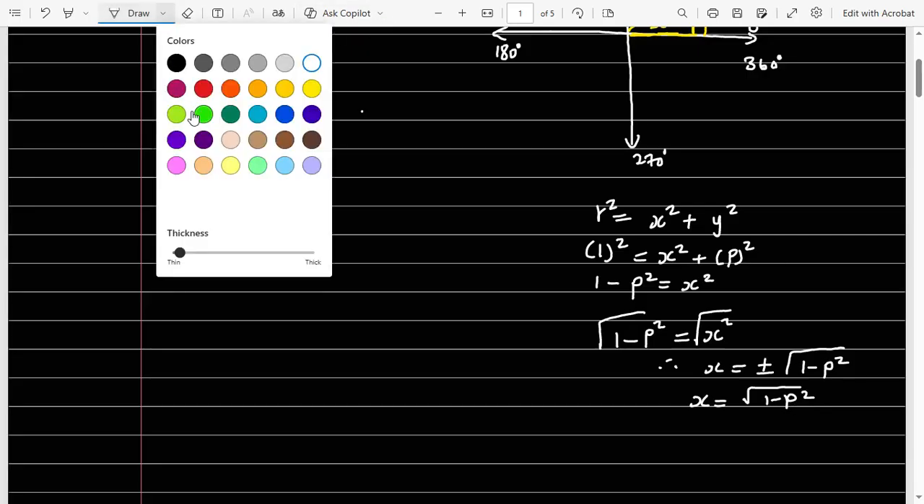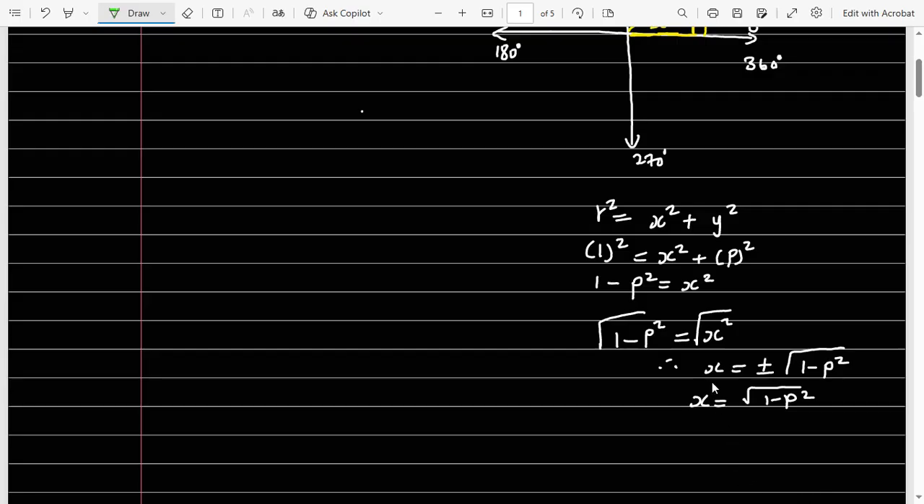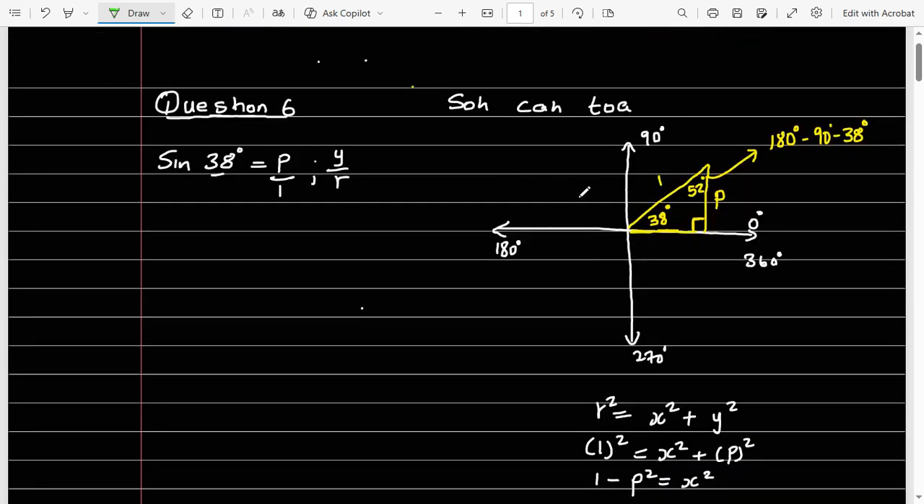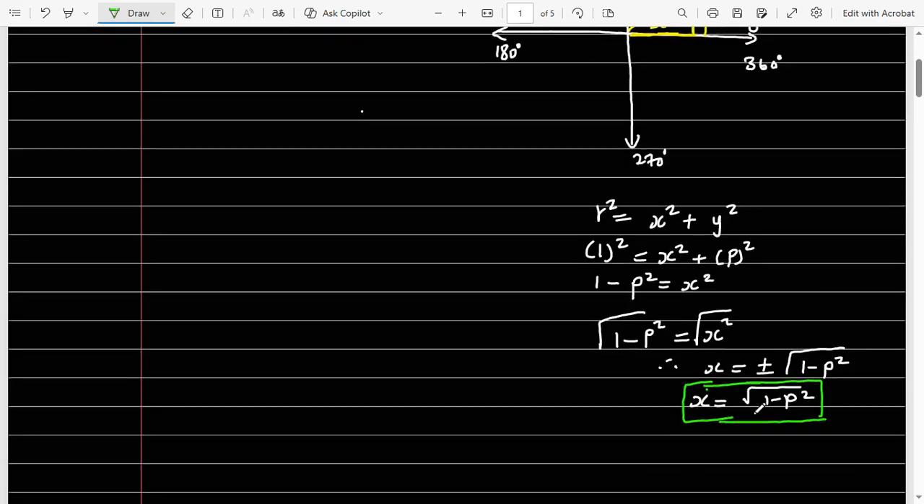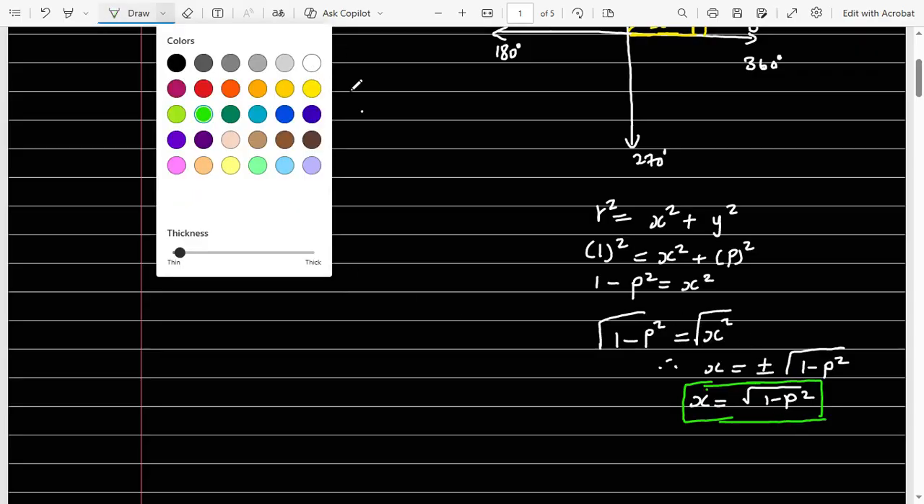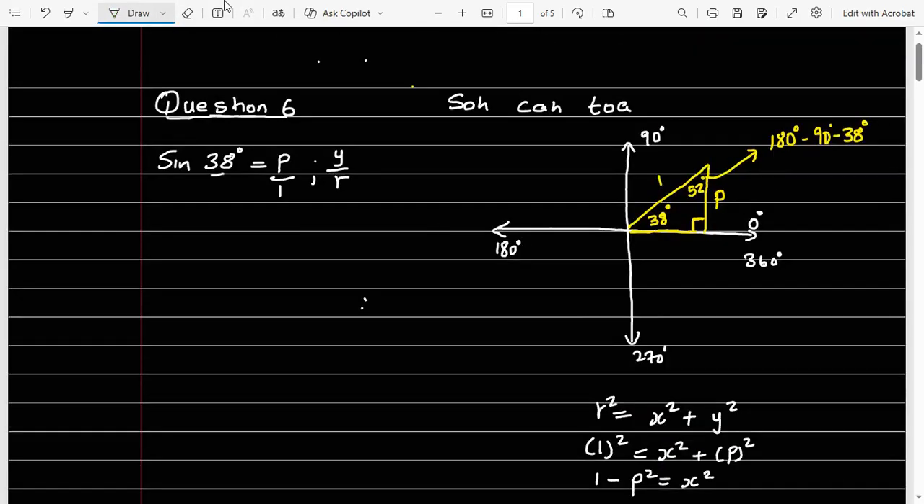Okay, so why is it important that you say plus or minus? Because let us assume that the diagram was in quadrant 2. So the x was going to be negative root of 1 minus p squared. I hope you guys understand that one. Now that you have everything, you can now start answering the question. So now what you need to ask yourself, how do you know if you are ready to start attempting the question?